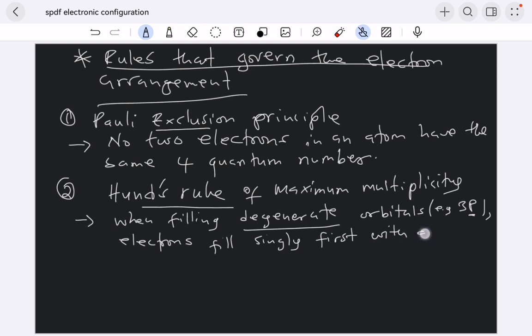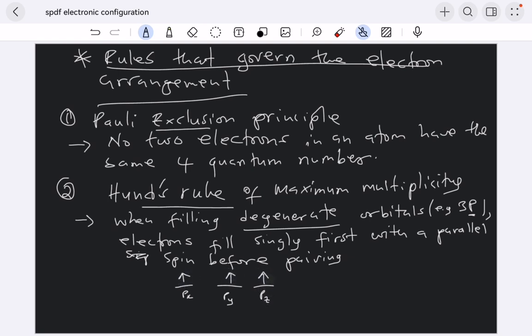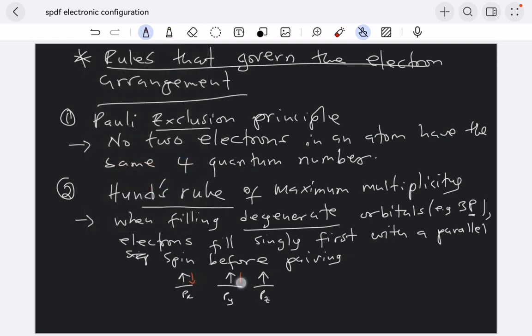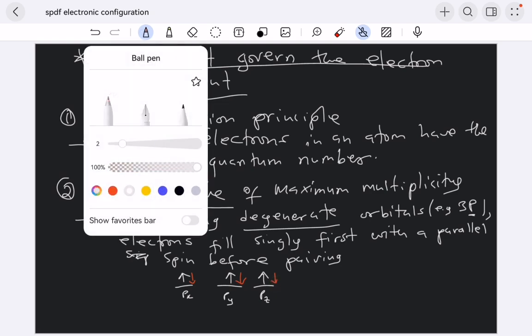with a parallel spin before pairing. So what this simply means is, if we're filling electrons in these orbitals, let's say this is a px, the py, the pz, we'll put the electrons singly before we can pair. So we put them singly before we can pair. That's what Hund's rule states.